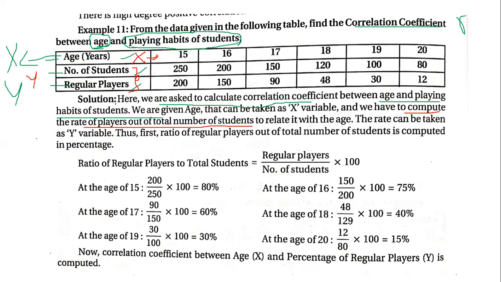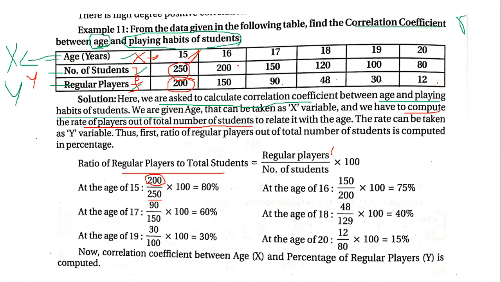So first, out of 250 students, 200 students are regular players. So let us find some ratio or percentage so that we will be able to arrive at a proper data for Y. Okay, so the formula to find the ratio here is ratio of regular players to the total students. Regular players, they've given us 200, 150, 90, 48, 30 and 12, and total number of students is also given to us. Okay, so at the age of 15, we had 200 regular players and the total number of students at the age of 15 were 250, into 100. So if I multiply it into 100, I get a percentage. So 80% of the students at the age of 15 are regular players.